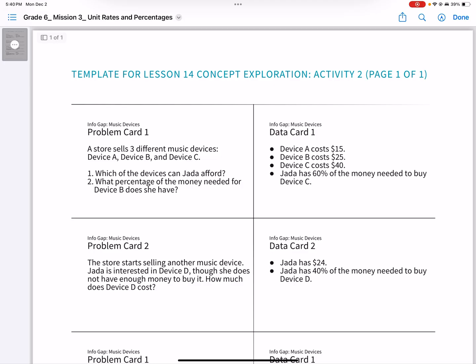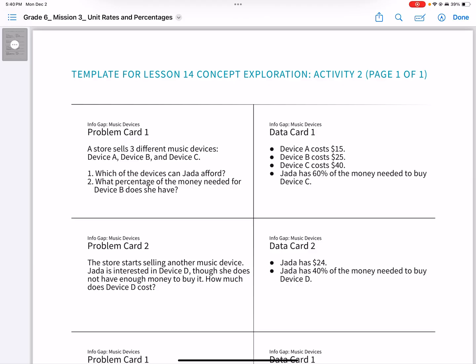All right, here's our problem card. A store sells 3 different music devices, device A, device B, and device C. Which of the devices can Jada afford? What percentage of the money needed for device B does she have? So data card 1 tells us device A costs $15. Device B costs $25. Device C costs $40. And then we also know that Jada has 60% of the money needed to buy device C.